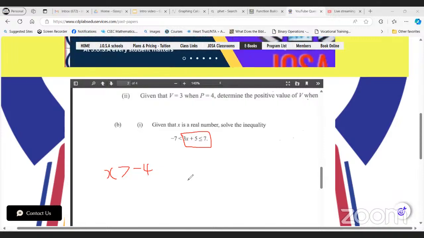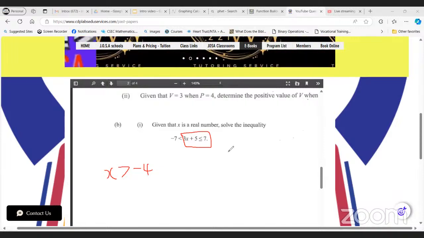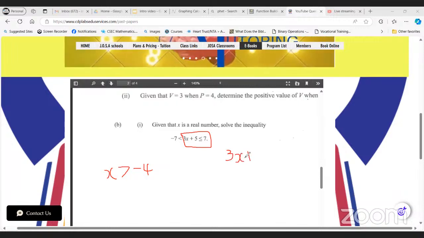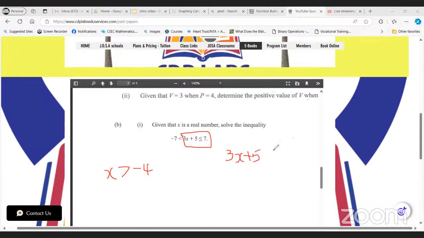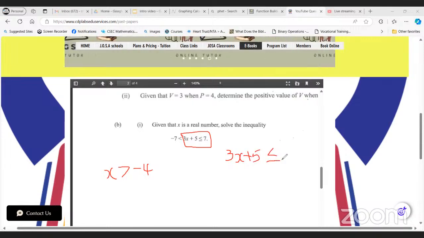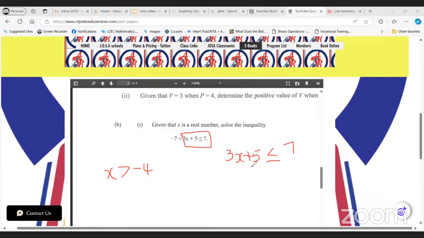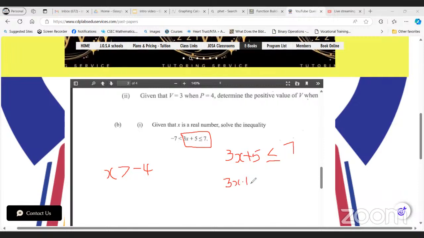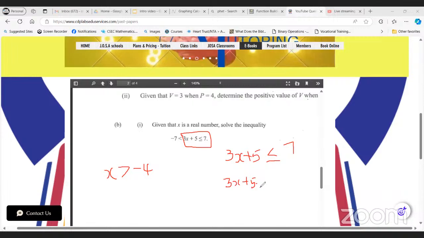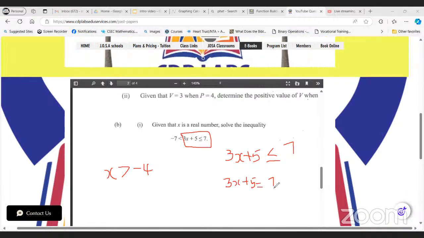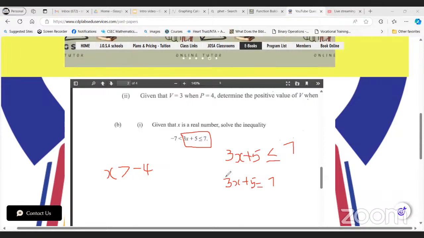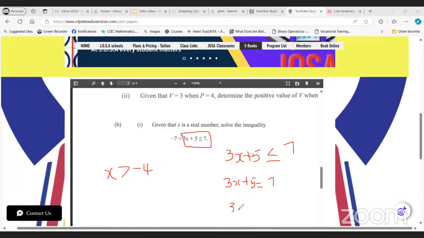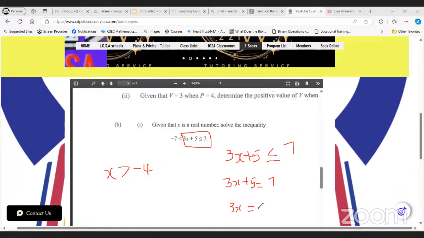That's one part of the inequality. Now the other portion, clearly it is saying that 3x plus 5 is less than or equal to 7. So we can right away rewrite this as 3x plus 5 is equal to 7. Then we can solve for x. It's obvious that only 2 plus 5 will give us 7. So therefore 3x then is equal to 2.